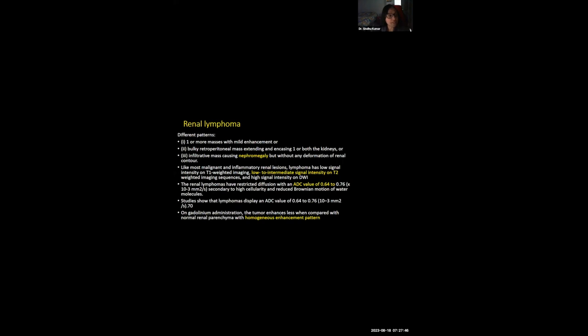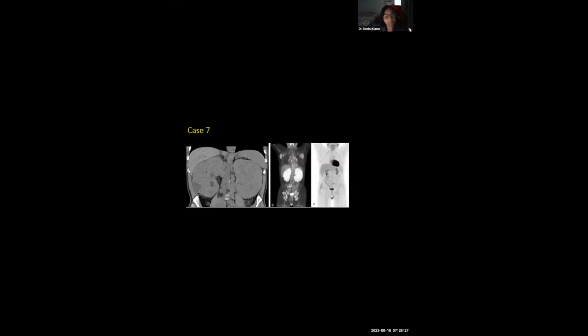Renal lymphomas have various different patterns of appearance on MRI, infiltrative lesions or nephromegaly. They can be low to intermediate signal T2 hypointense lesions in the bilateral kidneys. They have very high signal intensity on DWI high b-value, and very dark signal on ADC, telling that this is a very high cellularity lesion with restricted Brownian motion of the water molecules. And again, ADC is 0.64 to 0.76. This is highly suggestive of lymphoma. And on contrast enhancement, they have a homogeneous enhancement pattern. This is a classic example of lymphoma.